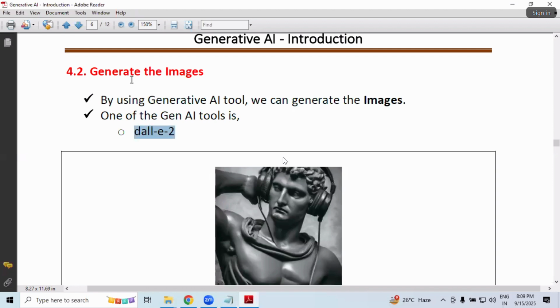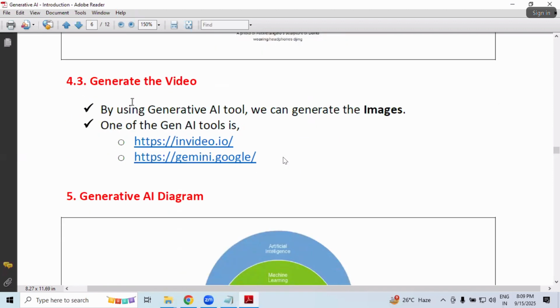DALL-E is one of the OpenAI tools, sir. By using generative AI tools, we can generate images and videos. You can give one prompt, one small message, and based on that message, it will create a video. Videos actually. Make a note on this.